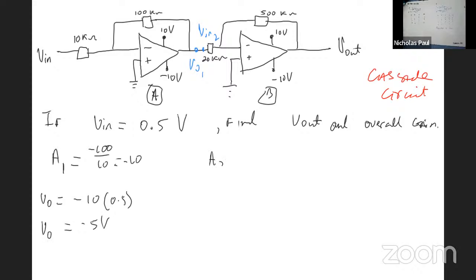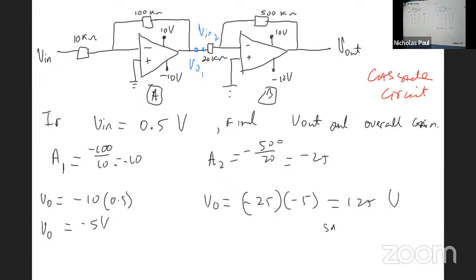And then gain 2 now, that will be 500 over 20, which is 25. Again, it's minus, so it will be minus 25. Are you okay with that? So therefore, the final V out will be minus 25 by minus 5, which is 125. But the problem is that saturation. So therefore, the value will be 15 volts. Sorry, 10 volts, because of saturation. Okay, 10 volts.